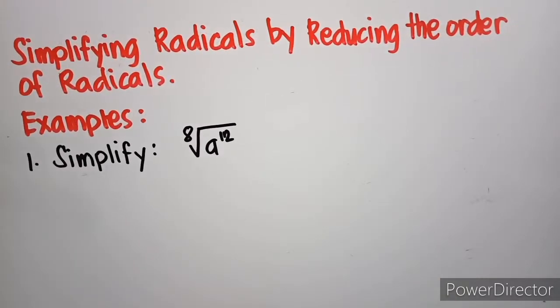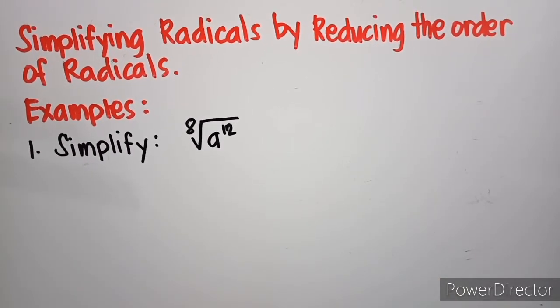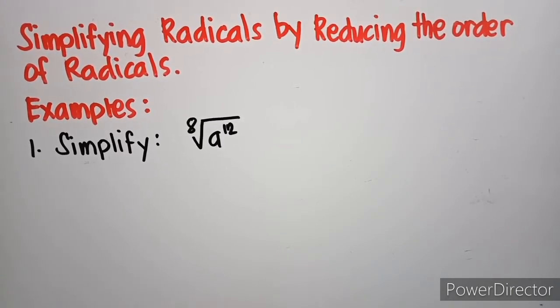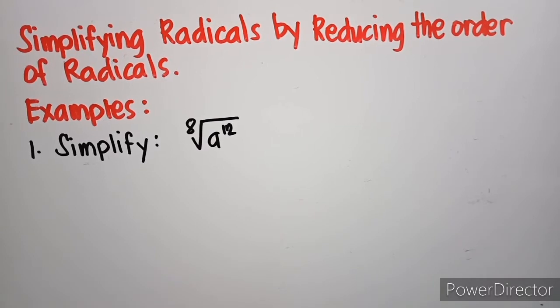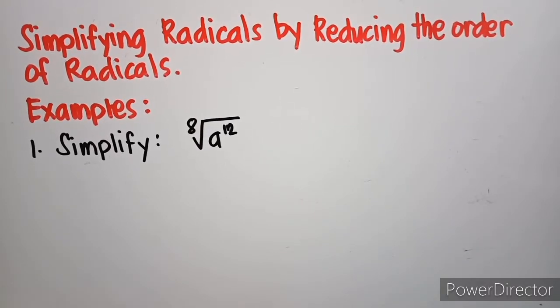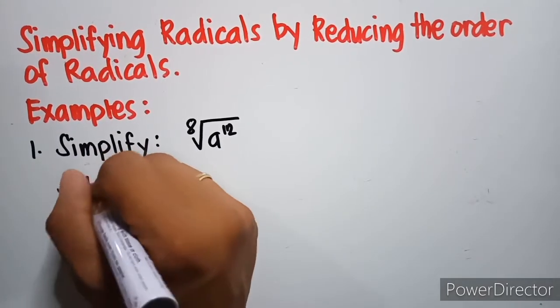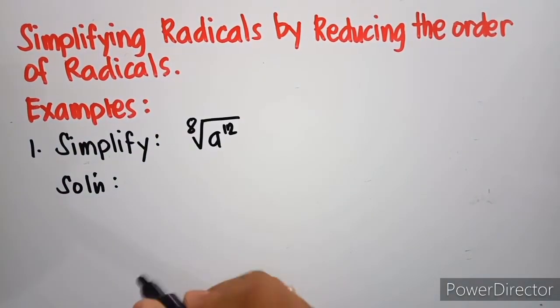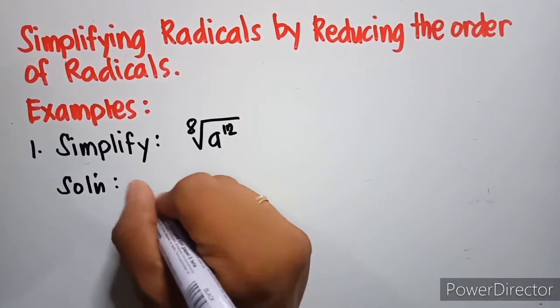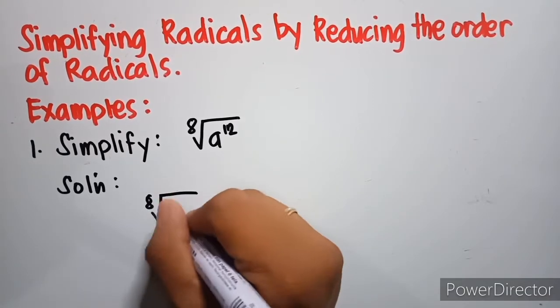Simplifying radicals by reducing the order of radicals. So, number 1 example, simplify 8th root of a raised to 12. So, meron tayong dalawang solution para i-simplify ito. So, for solution number 1, okay, we can have 8th root of a raised to 12.